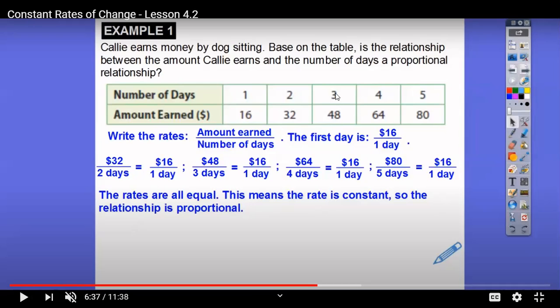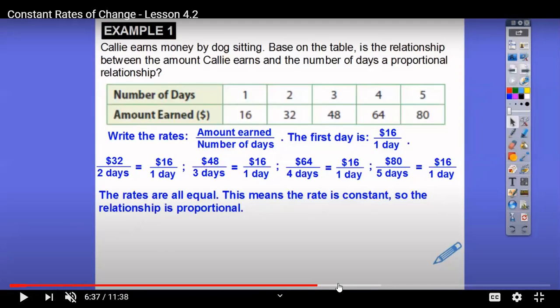$48 for 3 days will be $16 per day. 64 over 4 will be $16 per day. $80 over 5 will be 16 over 1. What do you notice here? The rates are all equal. This means that the rate is constant, so the relationship is proportional.